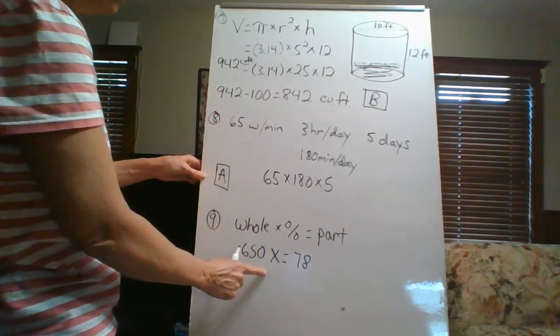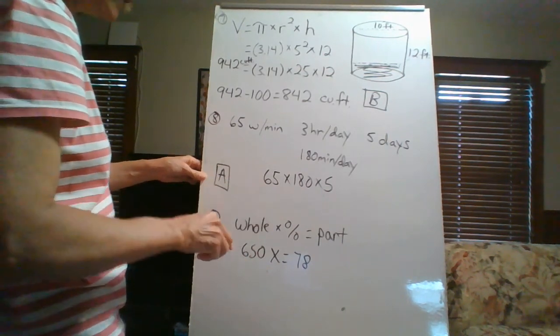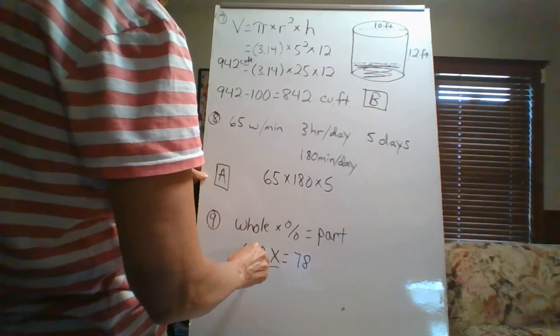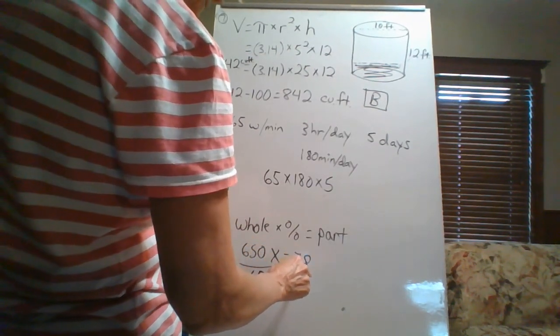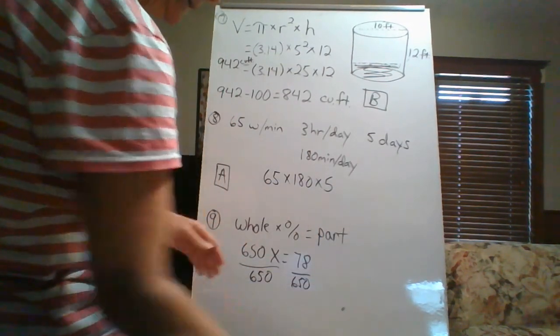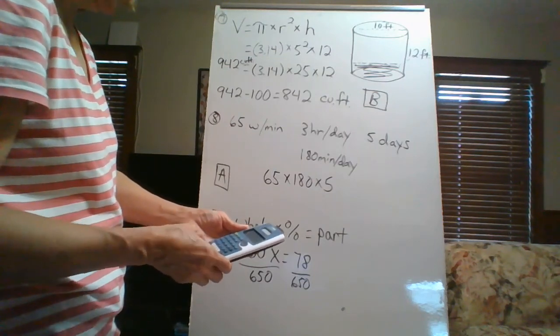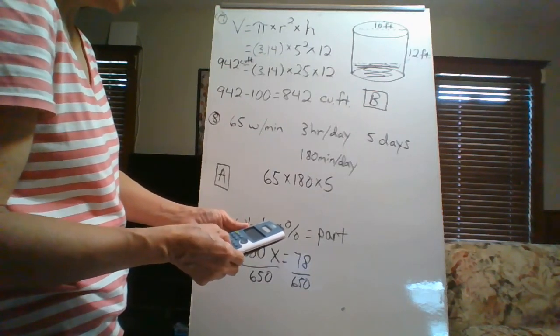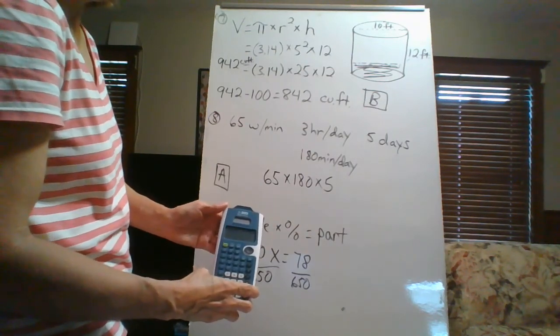Solve both sides, already done. Isolate the variable, already done. Last step, solve by doing the opposite. So I divide both sides by 650, and I'm going to get 78 divided by 650, 0.12.